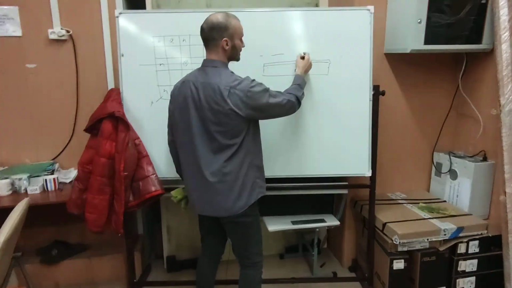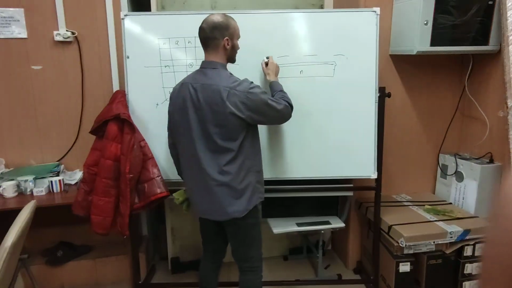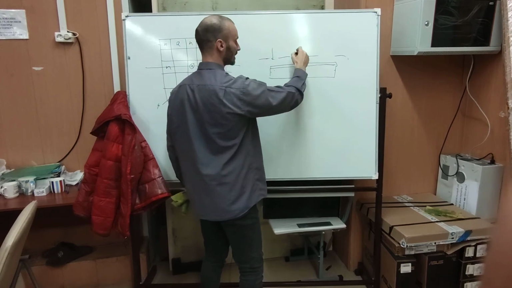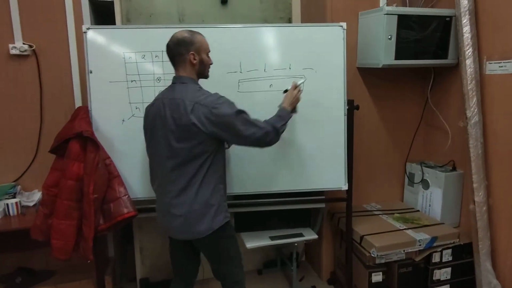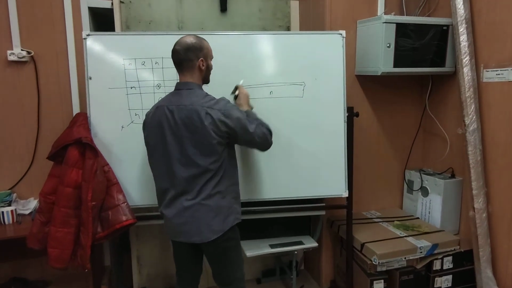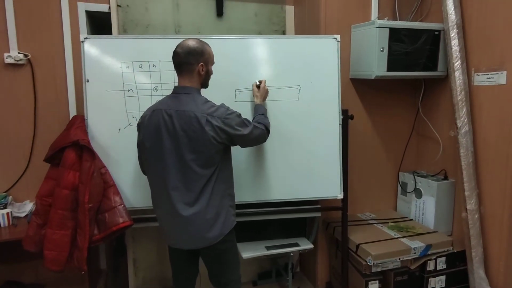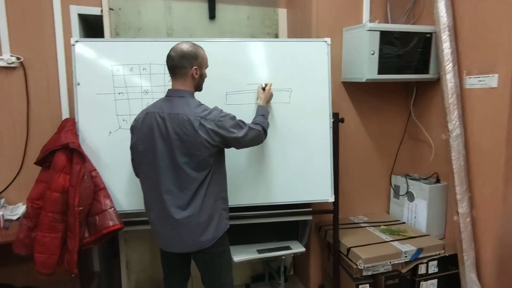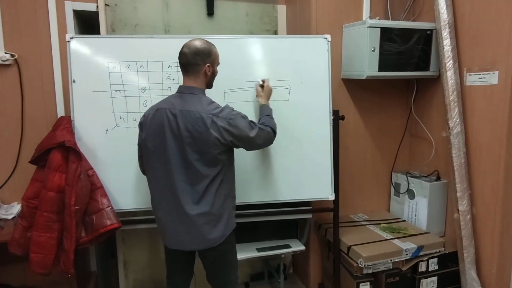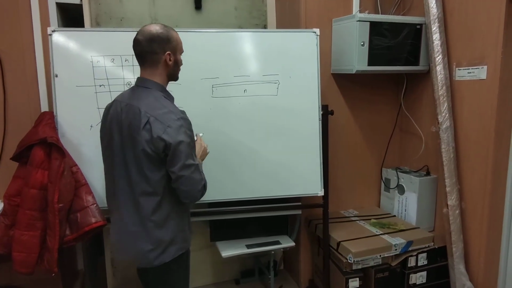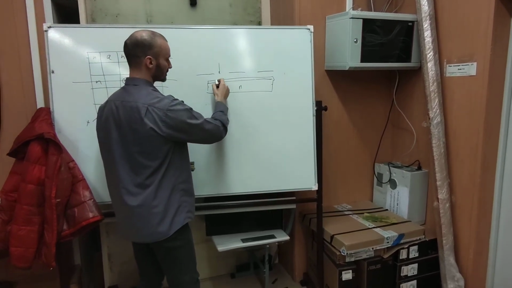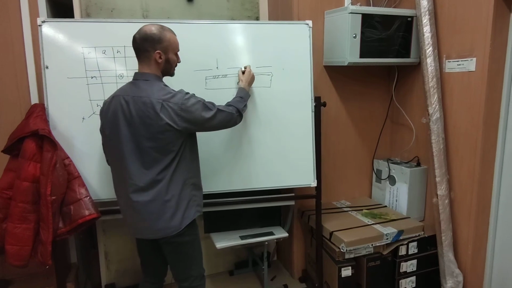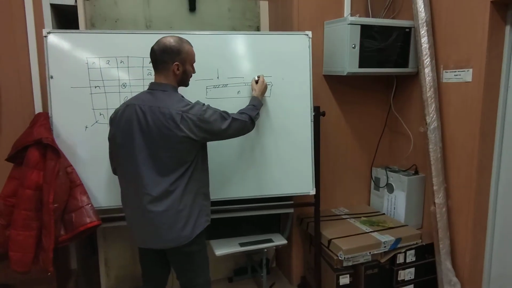UV light through mask, and mask will look like this. So this is a mask. So light will shine like this. It actually doesn't matter. Okay, so light will shine like this, and it will solidify parts of photoresist here. So it will solidify photoresist here and here.